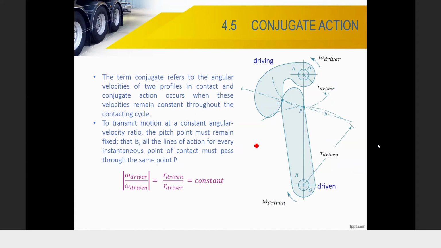Okay, this is what we call conjugation. Conjugation means the gears must remain in contact, meaning the drive and the driven gear. Sometimes we want different speeds from gears. Let's say we want our speed to be reduced by half. Our driven gear has to be half the diameter of our drive gear.